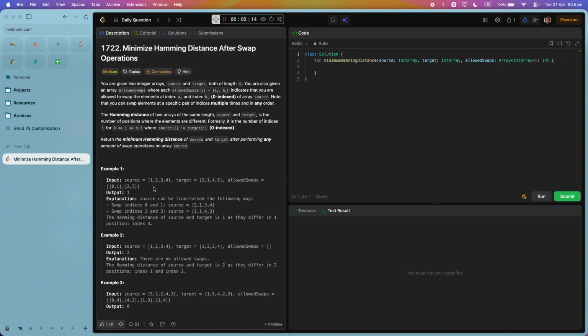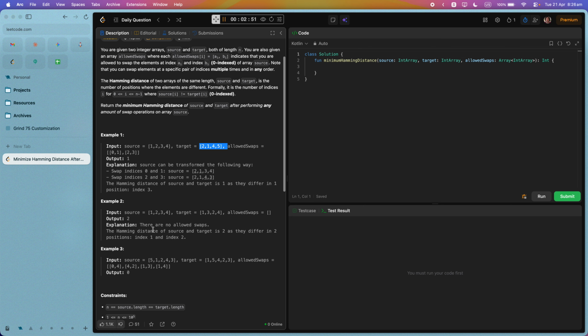Let's take this example: source is 1, 2, 3, 4 and target is 2, 1, 4, 5. Allowed swaps are [0,1] and [2,3], and we can swap only in source. Swap 0, 1, so we get 2, 1. Swap 2, 3, we get 4, 3. The Hamming distance of source and target is 1 as they differ in one position, index 3. Okay, makes sense.